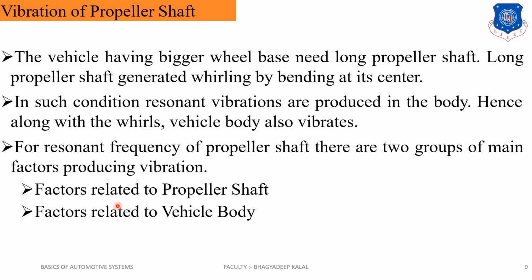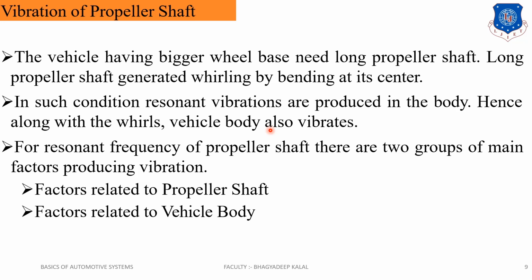Next, vibration of the propeller shaft. A vehicle having a bigger wheelbase needs a long propeller shaft. A long propeller shaft generates whirling by bending at its center. That means if whirling is achieved, the shaft may be bent. In such a condition, resonant vibrations are produced in the body, so along with the whirl the vehicle body also vibrates. This occurs when the speed of the propeller shaft reaches the resonant speed, which is equal to the natural speed, and vibrations occur in the shaft.